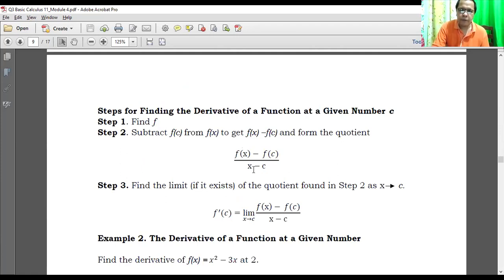Okay, so the steps of finding the derivative of the function. This is just the same as the slope of the secant line. And we just take its limit, and that is also the derivative of function at c, as x approaches c.